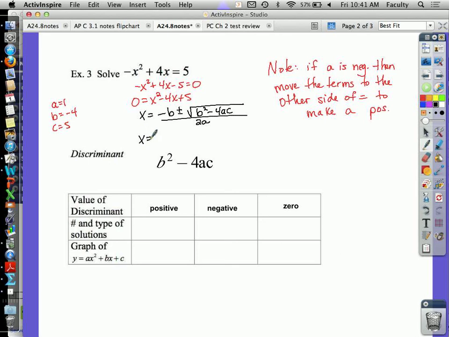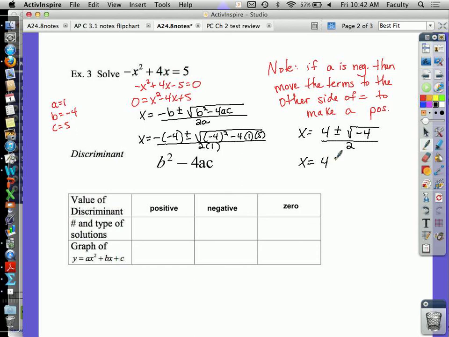All right, so here we go. X equals negative 4 plus or minus the square root, negative 4 squared minus 4 times 1 times 5, all over 2 times 1. Now that's 16 minus 20. 16 minus 20 is negative 4. Now remember, imaginary, you need to break it apart. So it's 2 plus or minus i. Remember, imaginary numbers, you have to break them apart into the real part plus the imaginary part.